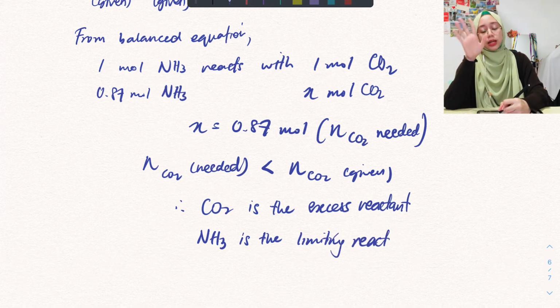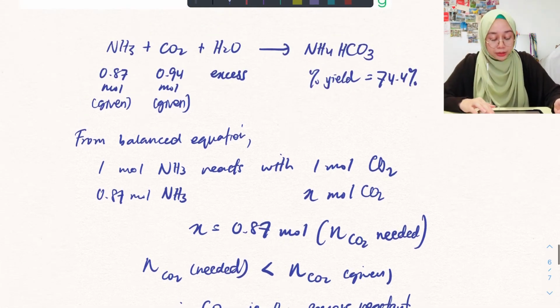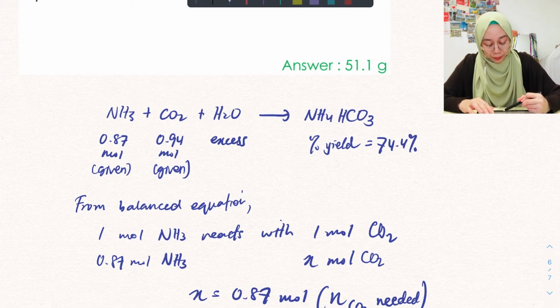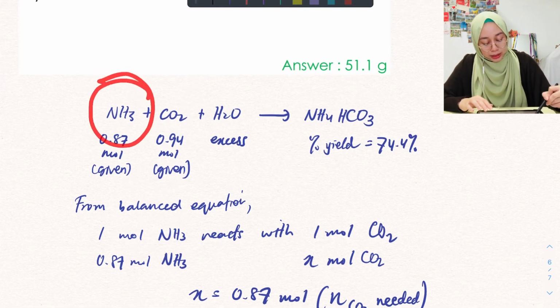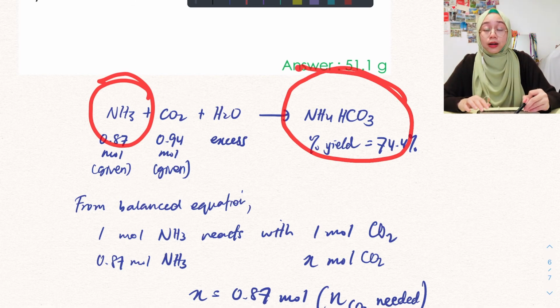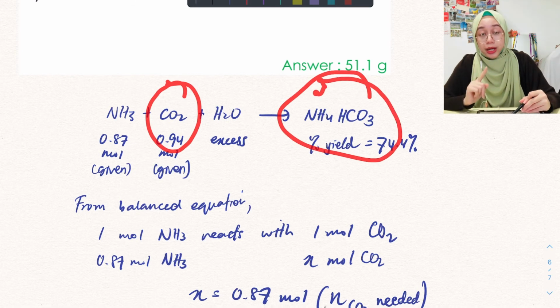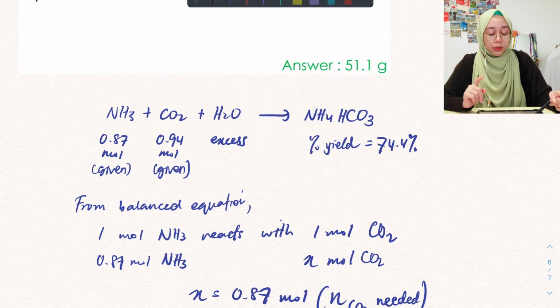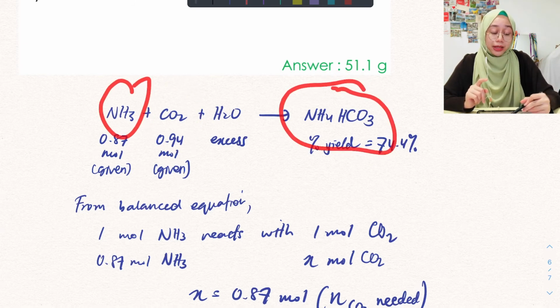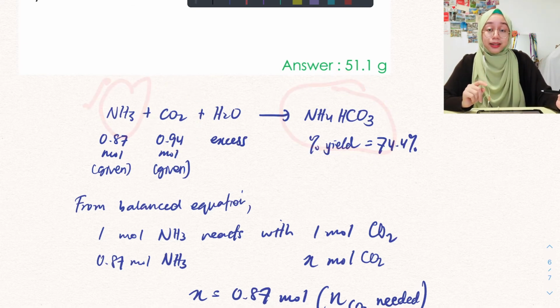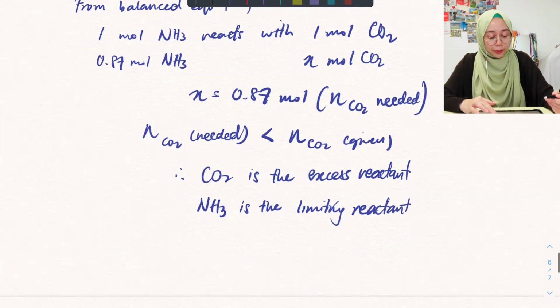Then we can make the stoichiometry relationship between ammonia and ammonium bicarbonate. If you use CO2 and compare it with ammonium bicarbonate, you will get the wrong answer. But if you compare ammonia with it, it is correct, because ammonia is the limiting reactant. So once again, we have to make a comparison.